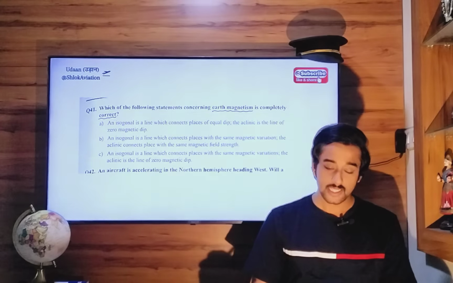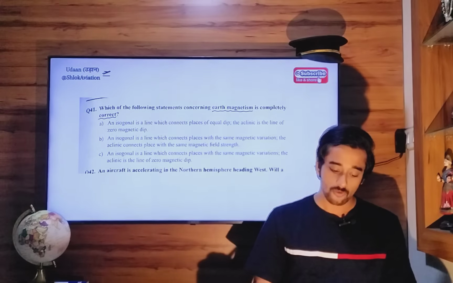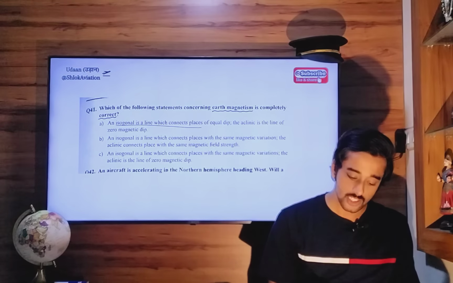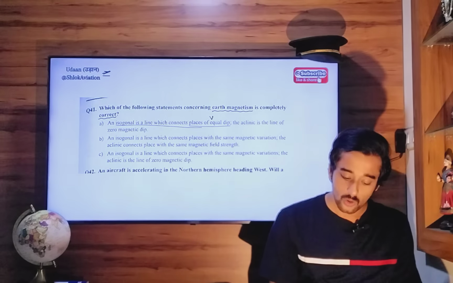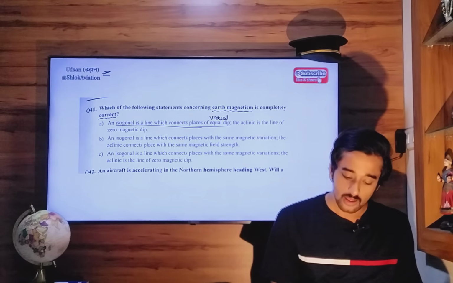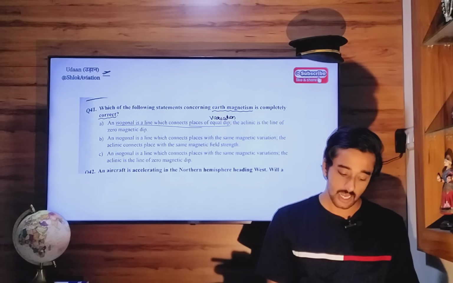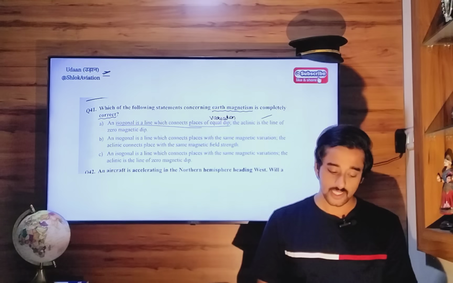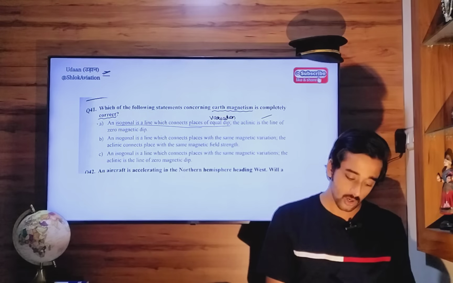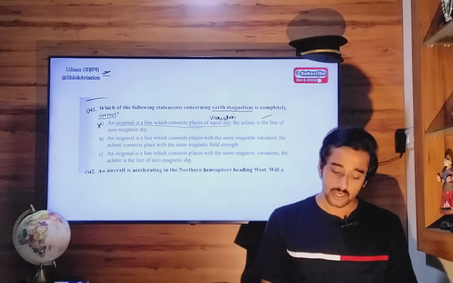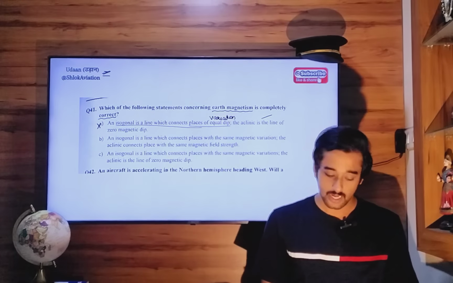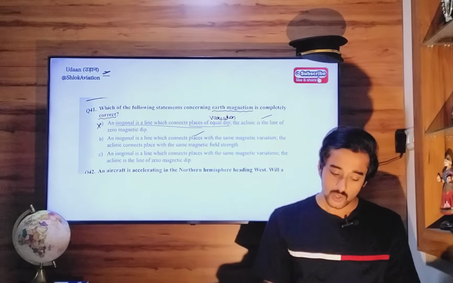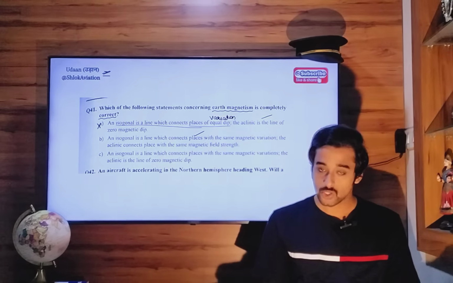An isogonal is a line which joins places of equal depth, so that's wrong. An isogonal is a line which connects places of equal variation. The aclinic line is the line of zero magnetic depth, yes, but the first part of the sentence is wrong, so option A will be wrong. An isogonal is a line which connects places with the same magnetic variation, yes. Aclinic connects places with the same magnetic field strength, no.